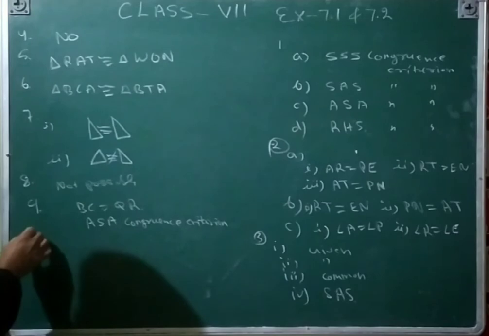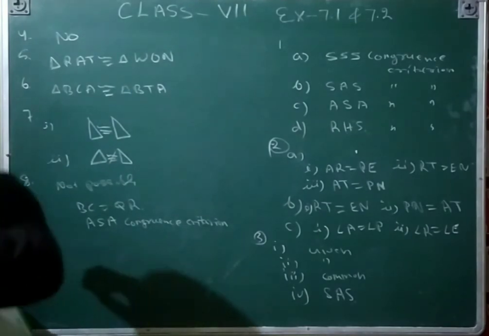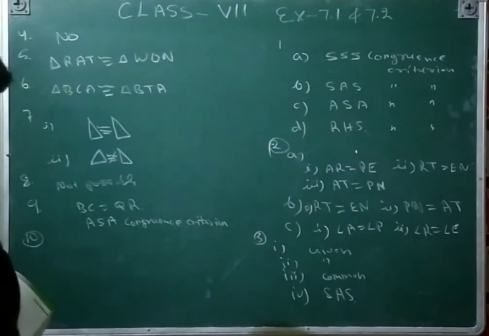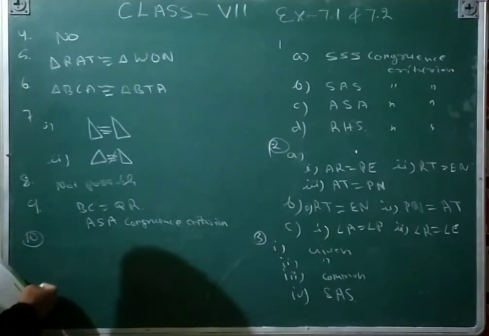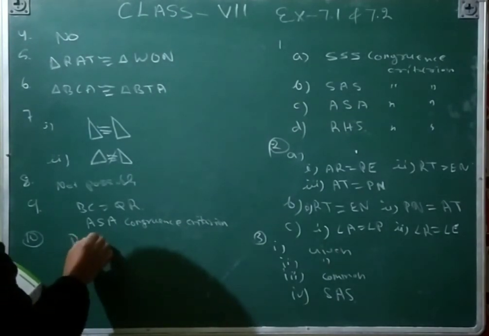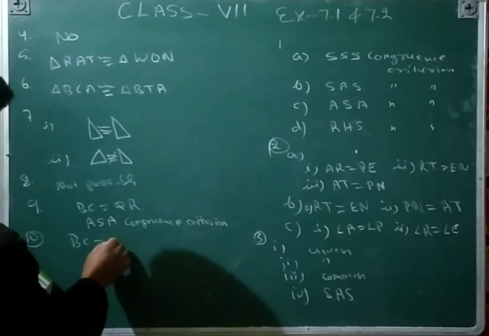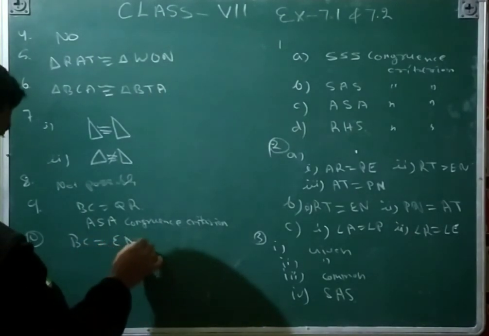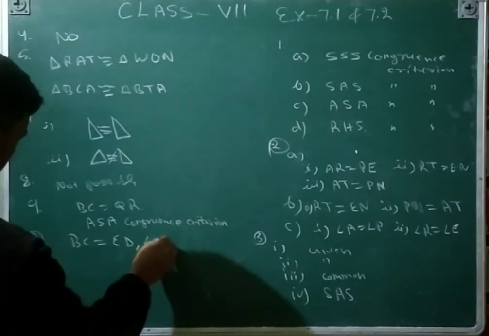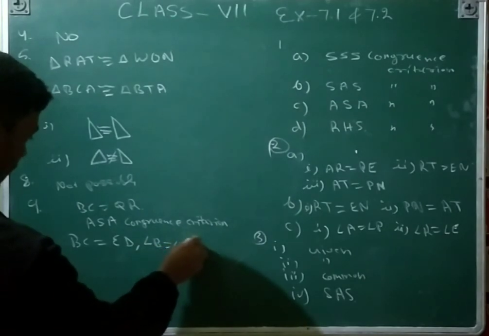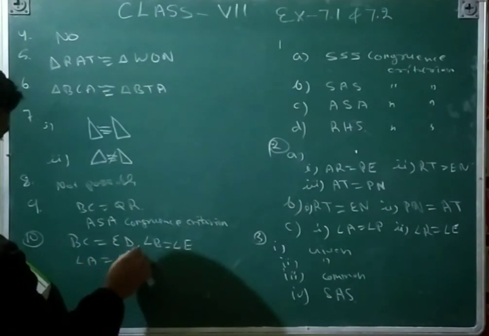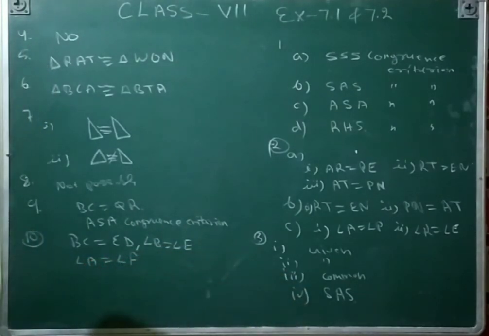And then the 10th question, explain why. It means ABC and FED are congruent. Why? Because BC is equal to ED, and then angle B is equal to angle E, and then angle A is equal to angle F. Three things are there. Okay.